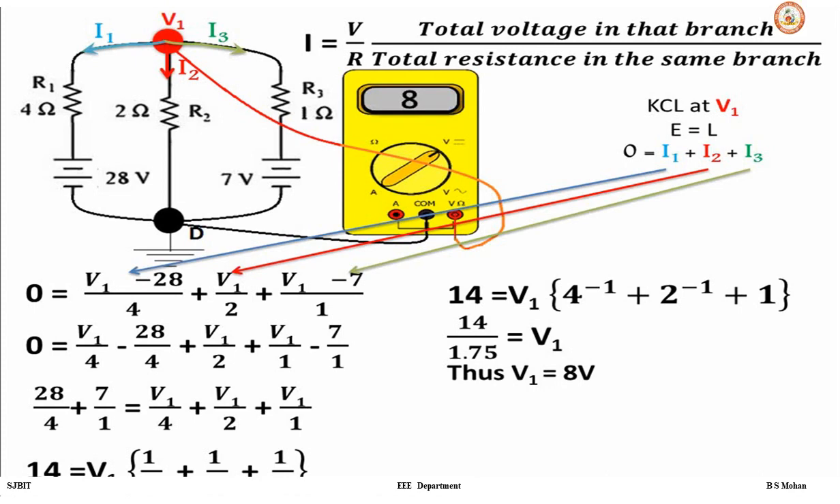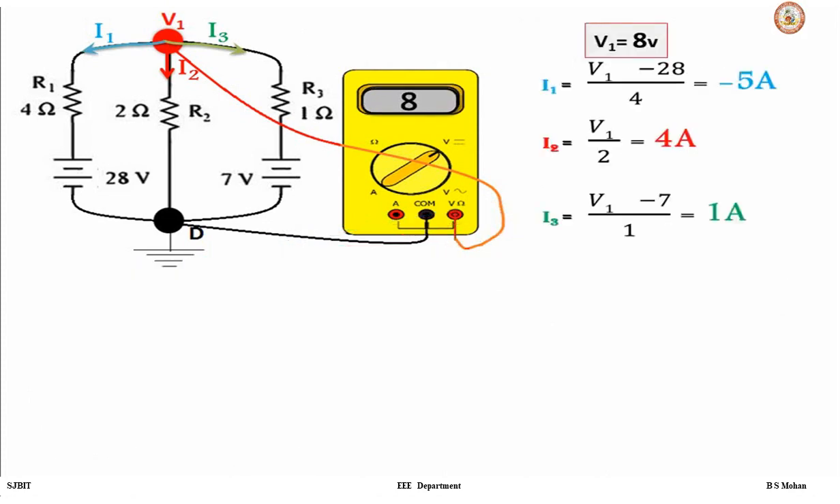So if I keep a multimeter positive probe at the top, negative probe at the bottom, we get the answer as plus 8 volts, right? So this is how we solve. Now when I substitute the value of V1 for I1, I2, I3, the answers are minus 5, 4 and 1 ampere respectively. So I1 is flowing downwards, I2 is flowing downwards, I3 is also flowing downwards, and you can see there are minus 5, 4 and 1.